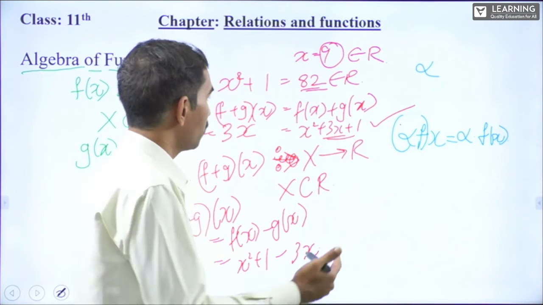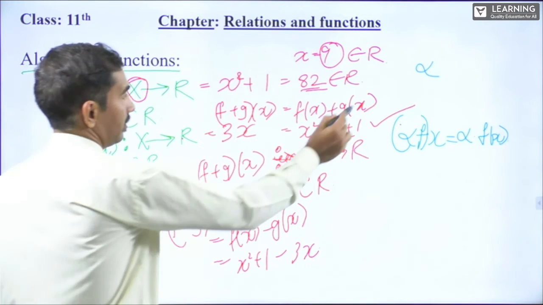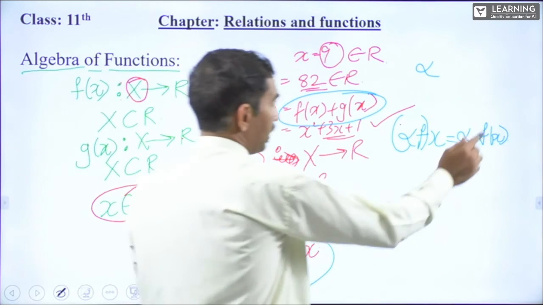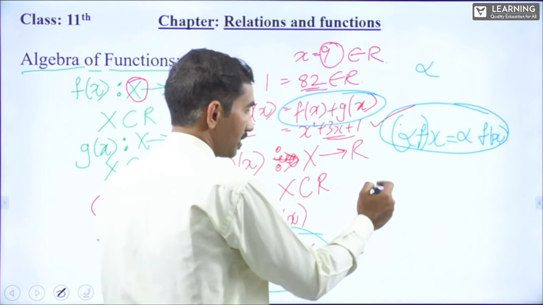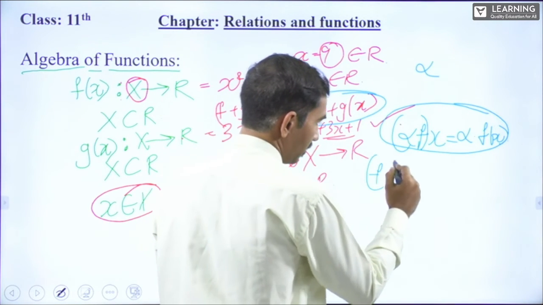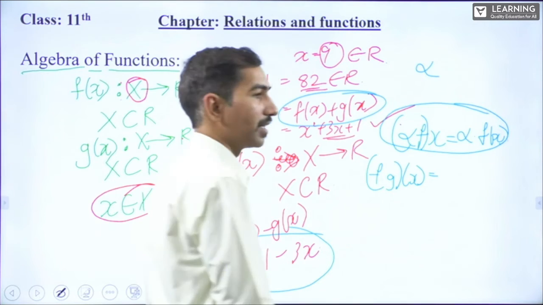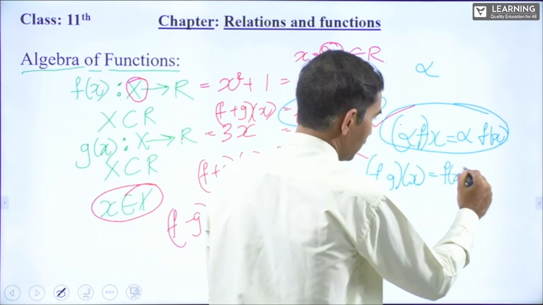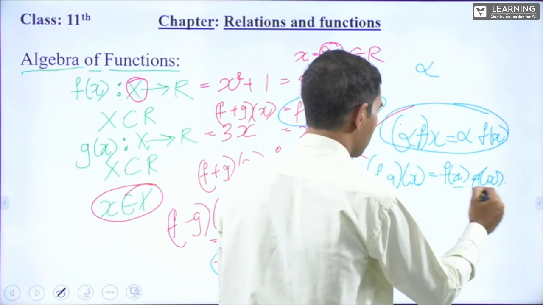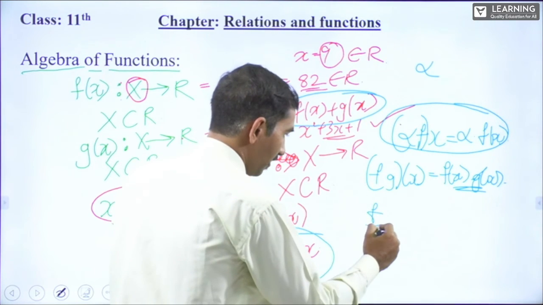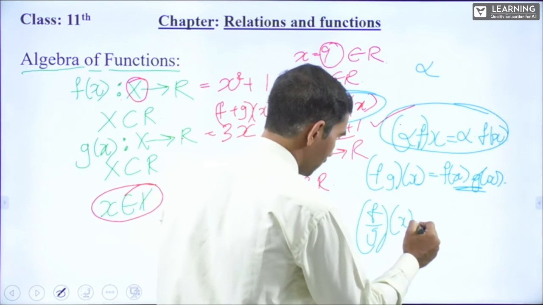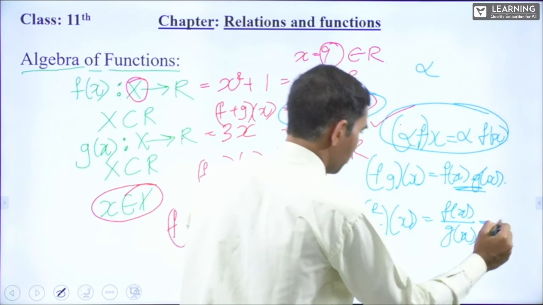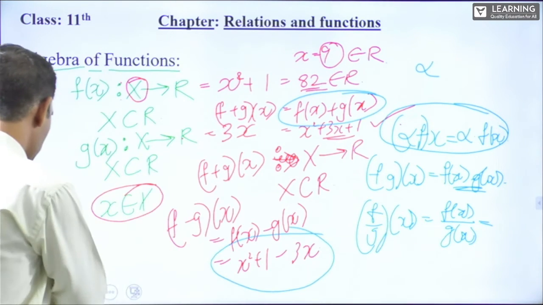Understanding? Next. So we finished addition, subtraction, and scalar multiplication with the function. Apart from this, f dot g of x is multiplication of functions. How do we write this? f of x dot g of x. Division of functions, f by g of x, which is equal to f of x by g of x.